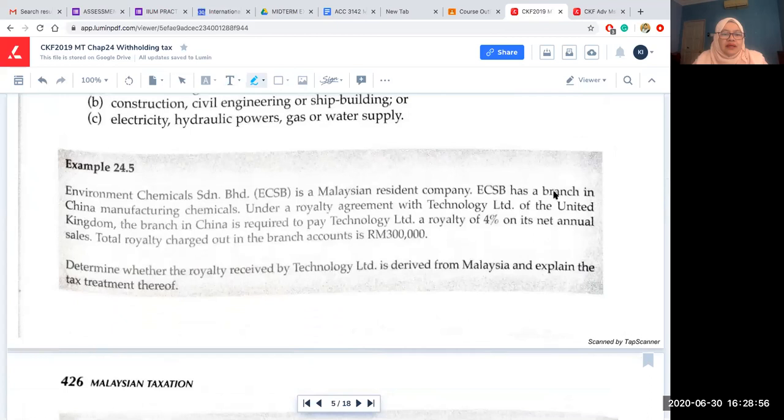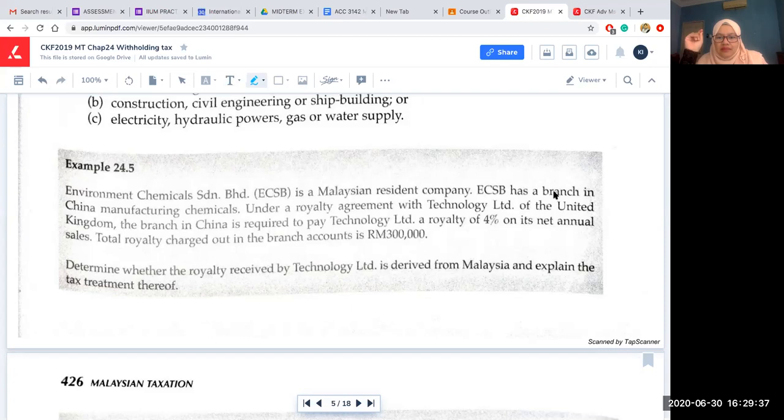Example here, Environment Chemical is a Malaysian resident company, has a branch in China, manufacturing chemicals. Under a royalty agreement with Technology Limited of the UK, the branch in China is required to pay Technology Limited a royalty of 4% on its net annual sales. Total royalty charged out in the branch accounts is 300,000. Determine whether the royalty received by Technology Limited is derived from Malaysia and explain the treatment. Okay. In this case, remember, the amount 300,000 is received by Technology Limited.